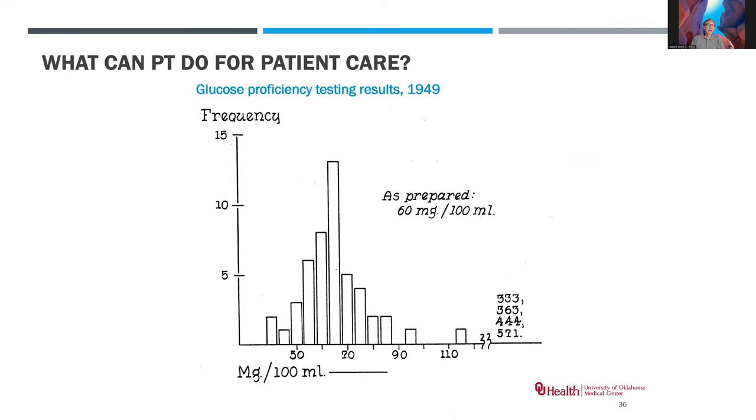Well, this is just a very nice lesson from the CAP's experience in providing proficiency testing material. So here's one of the very first glucose assays sent out in 1949. And as you can see here, while the mean appears to be probably pretty close to their intended value of 60 milligrams per deciliter, the range of values from here down in the 40s to up over 110, and even some in the 400 and 500s is just astounding. And you would wonder how in the world things go.